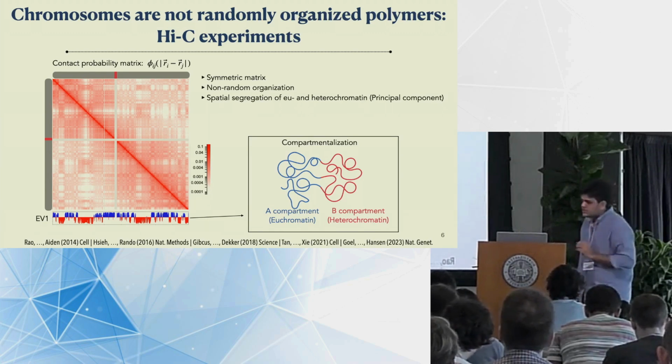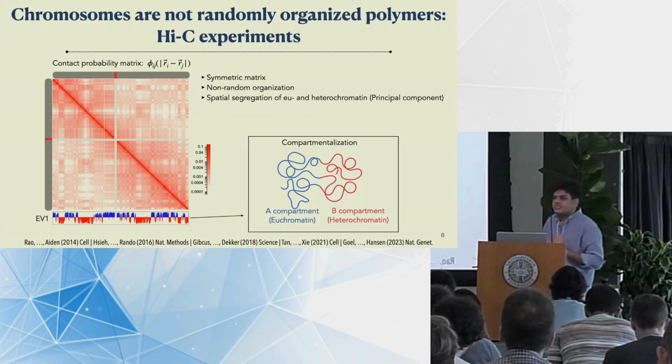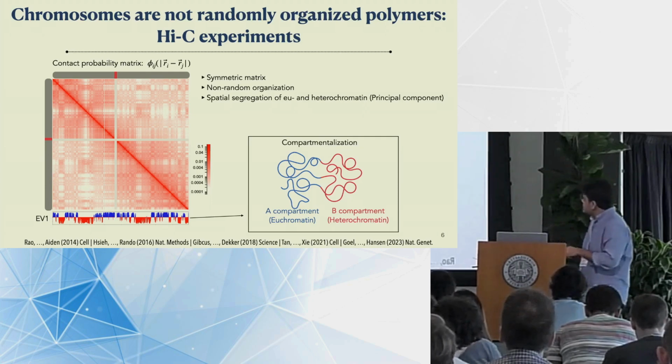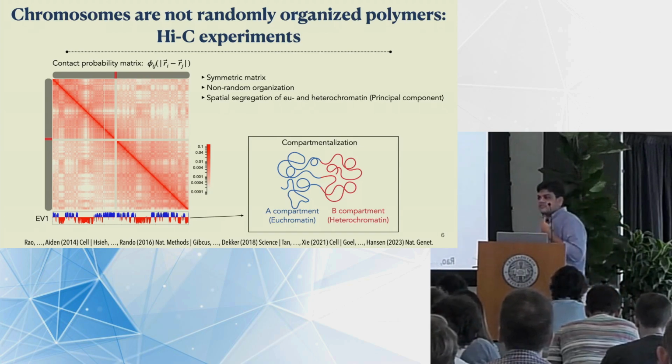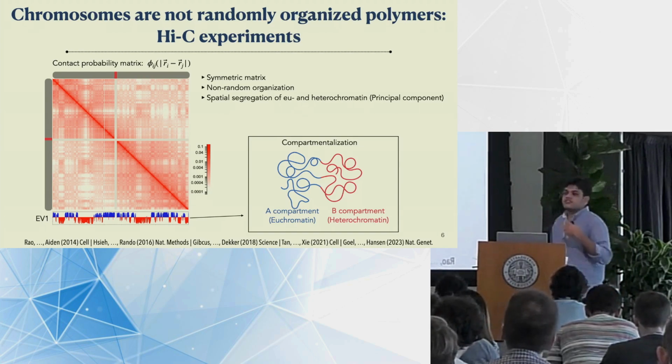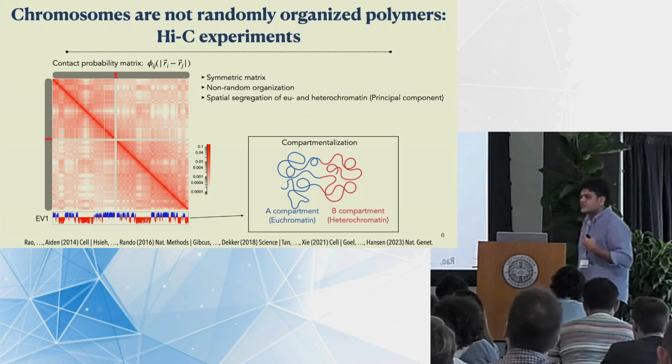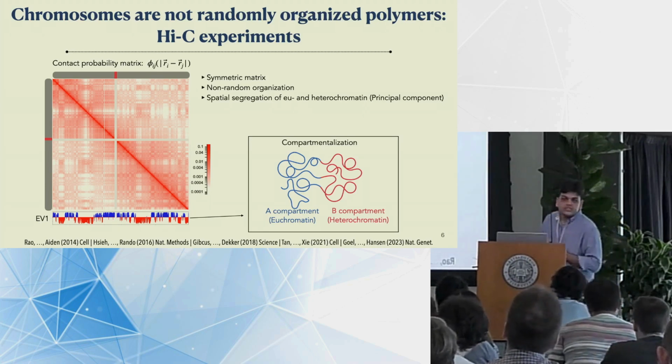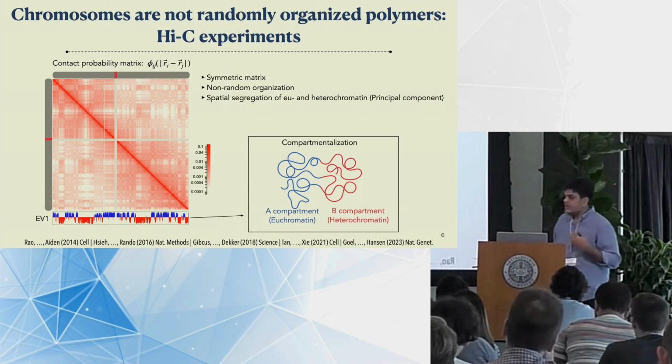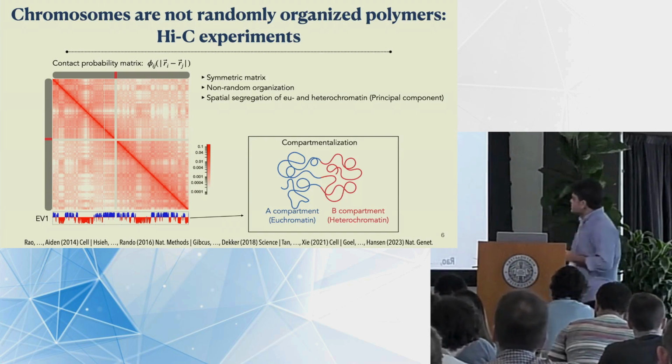It's highly non-random. That's one of the most striking features, and this non-randomness has a cell type specificity. All these things are very interesting, and we are still trying to understand how different cell types are folded in different ways. What is the underlying function of that? So those are still open questions.